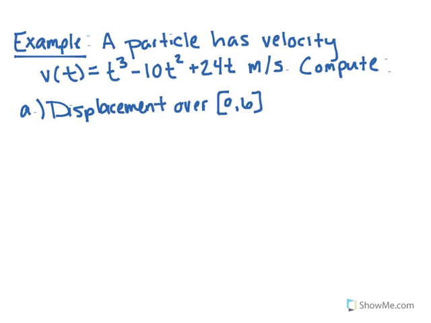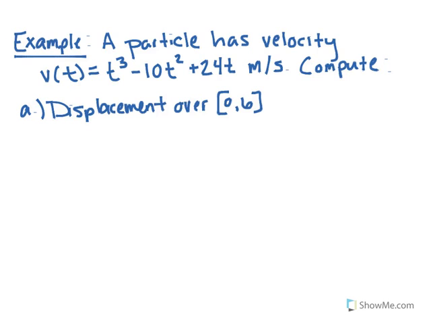Our first example says a particle has velocity v of t equals t cubed minus 10t squared plus 24t meters per second. We're going to first compute displacement over the time interval between 0 and 6. And first of all, we have to determine if this is displacement or total distance, because we have to know if we're using the absolute value signs or not. And with displacement, we don't have to.